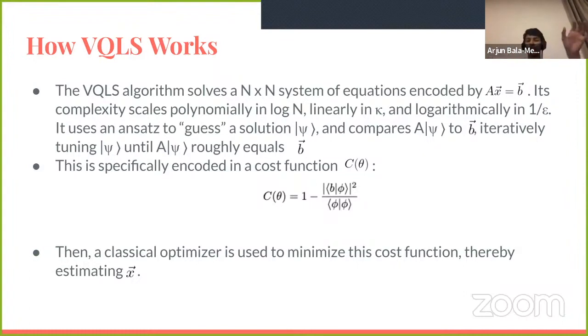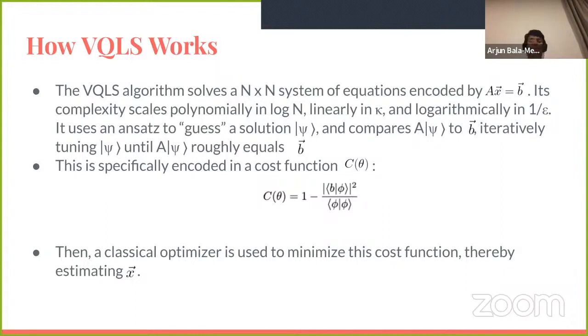Then it'll apply our A matrix that's encoded as a unitary, apply that A matrix to our psi state, and then it'll compare that to our given B vector, right? And then based on how similar those are, you can create a cost function and then minimize that cost function. And then basically the minimum cost would then correspond to a solution wherein you have a psi that's proportional to your X vector that you're solving for.